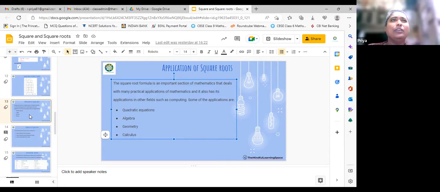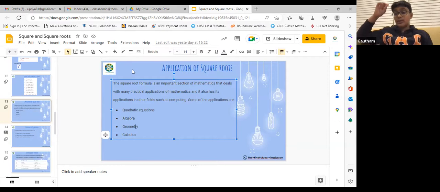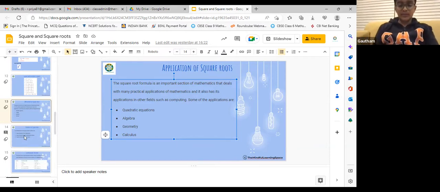Anyways, can you give me one quick example where square roots are used in geometry? I'll give you a clue. It's something to do with triangles. Oh, let me think about that.